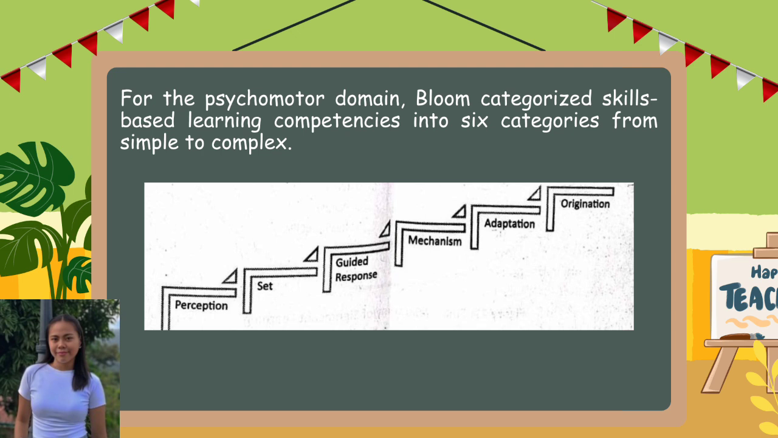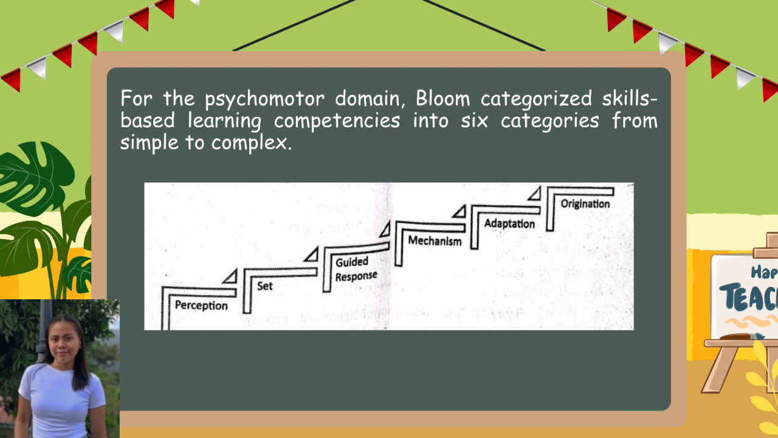The fourth one is mechanism, doing the task more confidently and smoothly without much help, like typing fluently or using a camera correctly. The fifth one is adaptation. At this level, you can adjust your movements based on the situation. For example, changing a dance routine to fit a smaller stage.